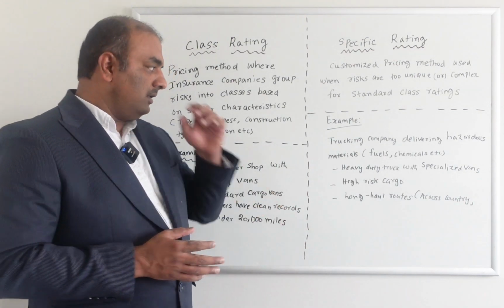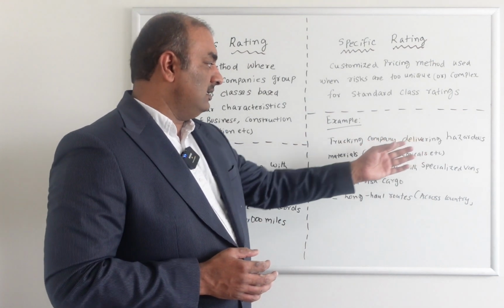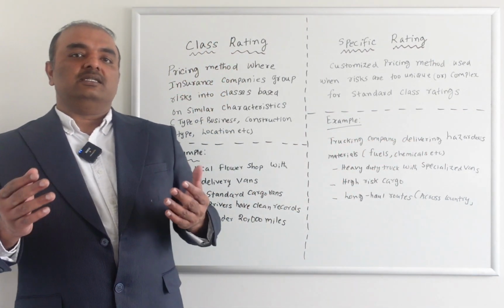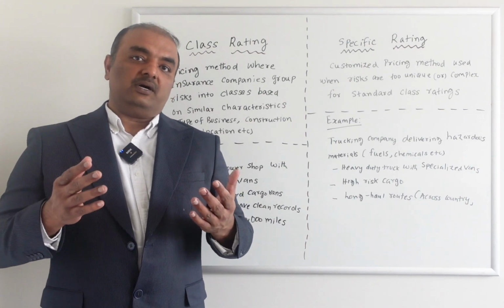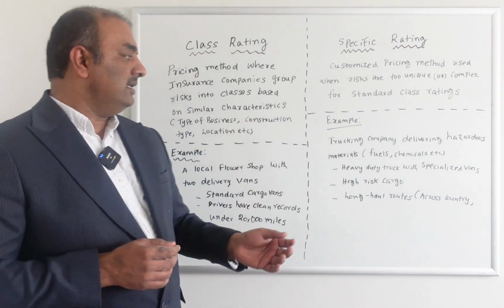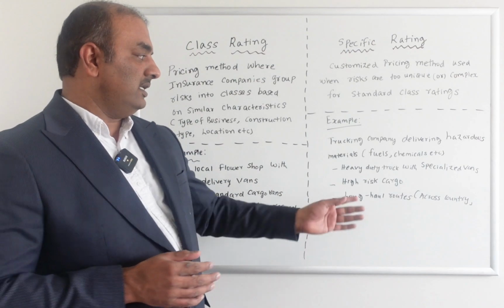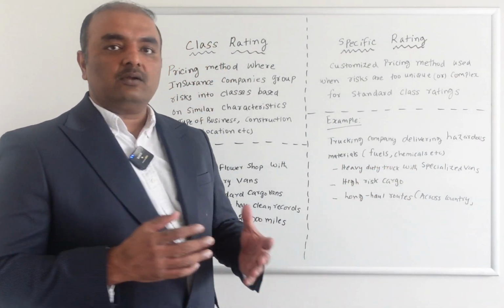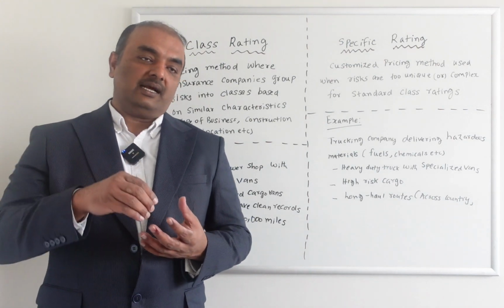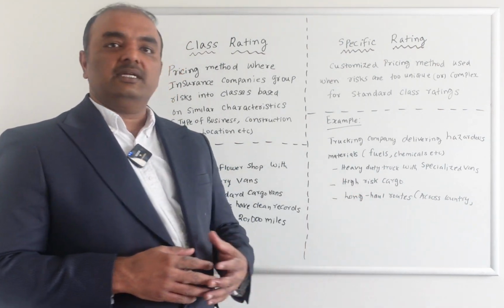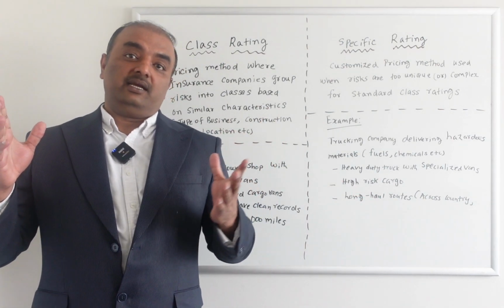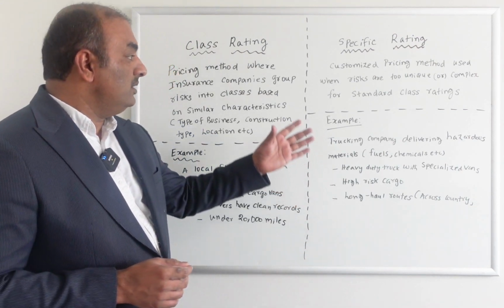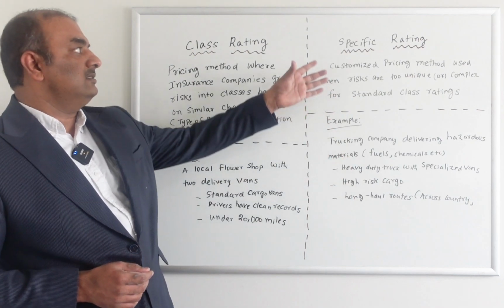Comparatively, say you have a trucking company that delivers hazardous materials, maybe fuels, chemicals, etc., right? Sometimes the industry bodies or the insurance company may not have rates for that kind of unique business. In that case, they do specific rating. That means heavy duty trucks with specialized vans, high risk cargo, which is the item going into the truck, and long haul routes, sometimes across the country. They can travel for 1 year, 6 months, or sometimes 3 months. Those are the unique risks. In that case we use specific rating.